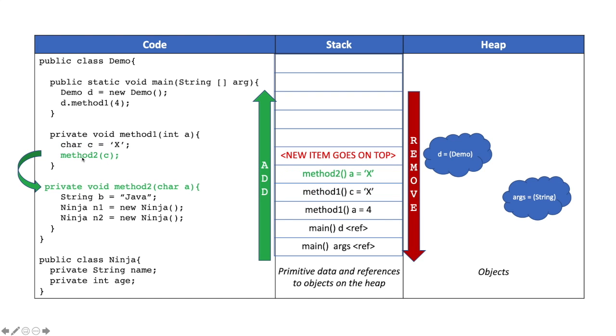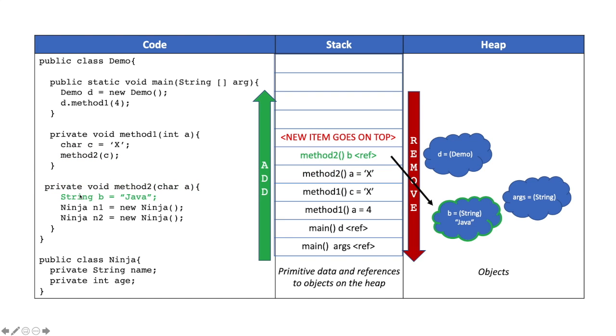Now we make a call to method2. I'm just going to pass in the c that already exists, so I don't have to make any new piece there. But now method2 needs a local variable, because c is not in scope for method2. So the c value, that X, is going to go into my local variable called char a. My method2 now has a primitive data type of char a, and that's equal to X. Notice my c value and my a value are two different entries in my stack. Because it's a primitive data type, there's no corresponding heap entry.